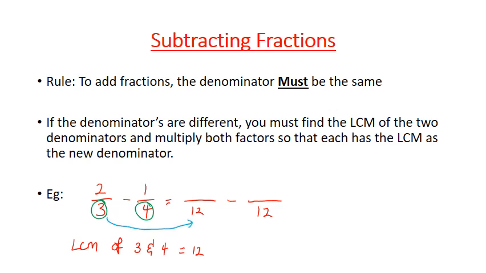2/3 is actually going to be 8/12. 1/4 is actually going to be 3/12. So now, since we have the same denominator, we've now got 12 and 12, I can just write this as 8 take 3, which is 5, all over 12.